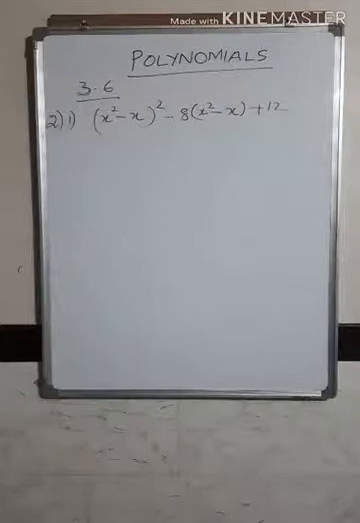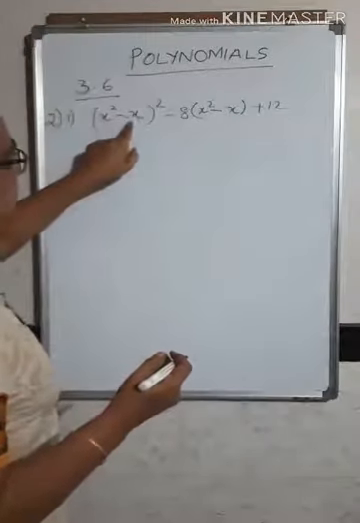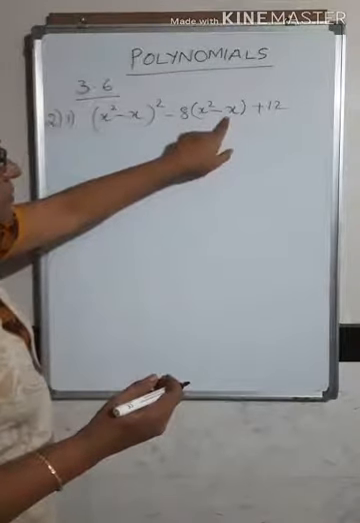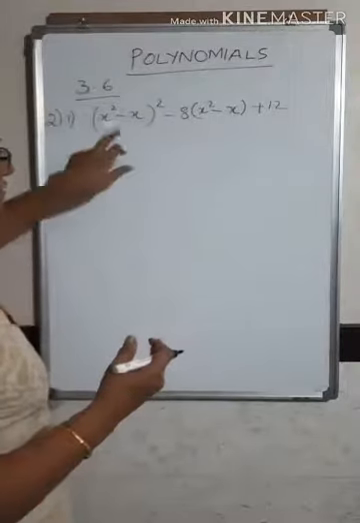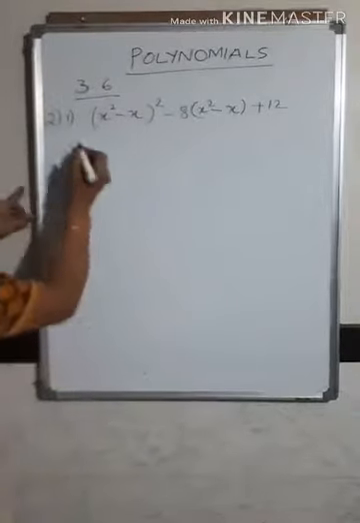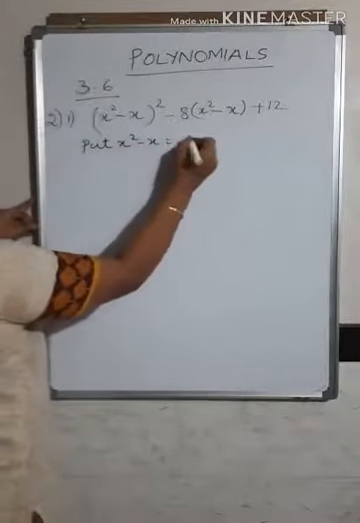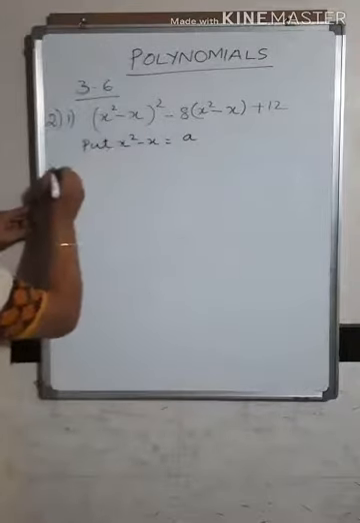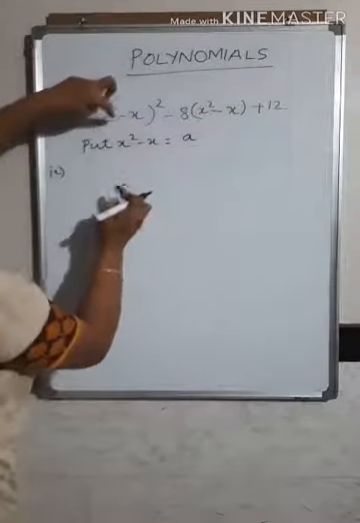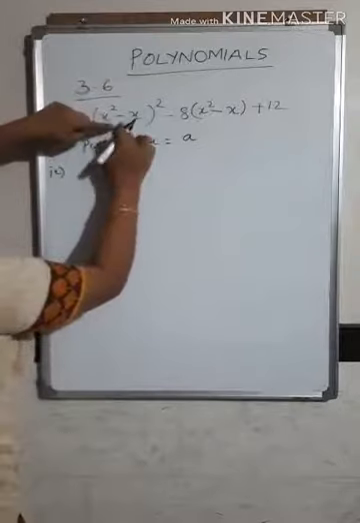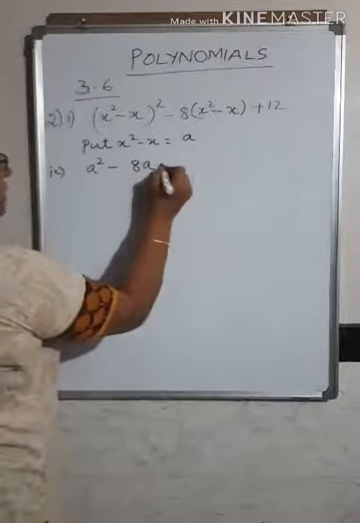Now when you look at this expression to do the factorization, you have got the same term, x square minus x, here. Here also you have got the x square minus x term. So the same term you have got in both the places, replace it by another variable other than x. So we will put the value of x square minus x as some other variable, we will take it as a. So in place of x square minus x you have to write a. So this expression will become a square minus 8 into a plus 12.